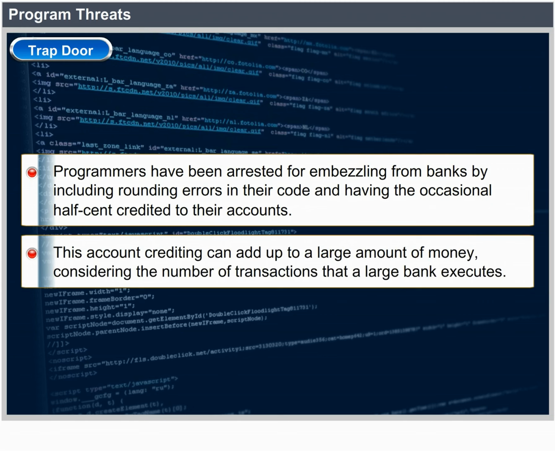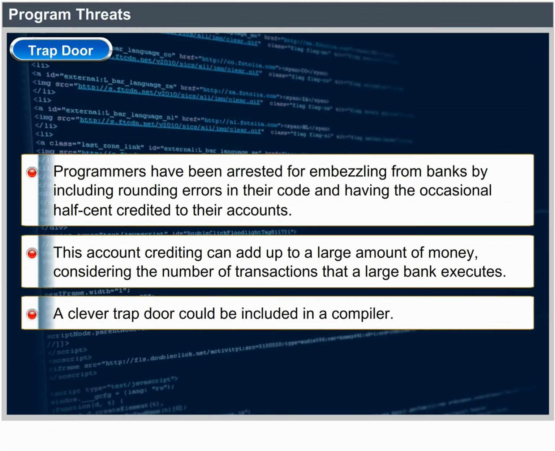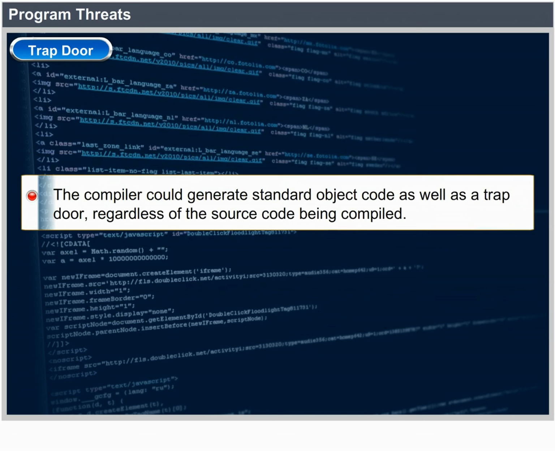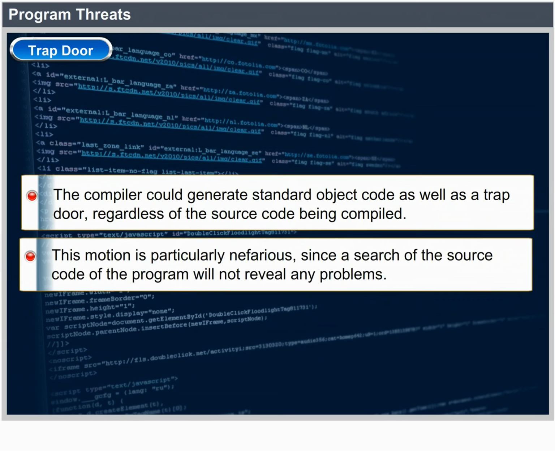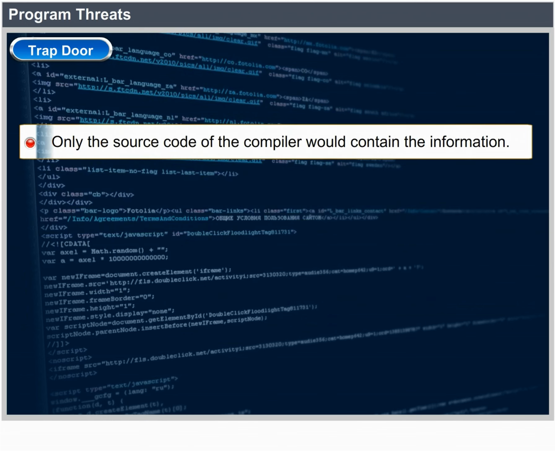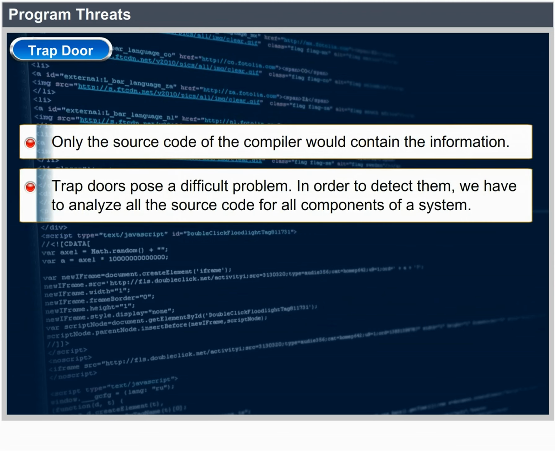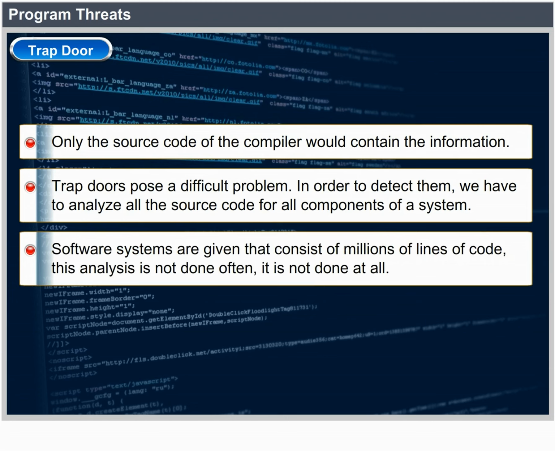A clever trapdoor could be included in a compiler. The compiler could generate standard object code as well as a trapdoor, regardless of the source code being compiled. This activity is particularly nefarious since a search of the source code of the program will not reveal any problems. Only the source code of the compiler would contain the information. Trapdoors pose a difficult problem because, to detect them, we have to analyze all the source code for all components of a system. Given that software systems may consist of millions of lines of code, this analysis is not done frequently, and frequently it is not done at all.